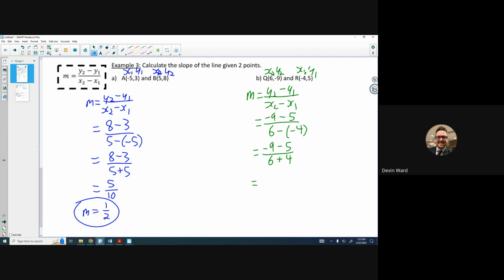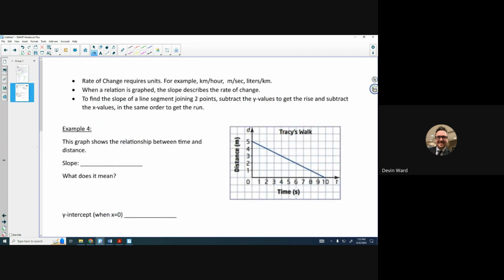So -9 minus 5 is going to get more negative, so it's -14, all over 6 plus 4 is 10. Or as a fraction in lowest terms, I can divide it by 2, so it'll be -7 over 5. Okay, and we're going to start to leave our slope more as a fraction, just because when we start to graph, it'll be easier. So if you need to pause the video at any time to get caught up, just tell the teacher. I'm sure they're a nice person. They will pause the video for you.